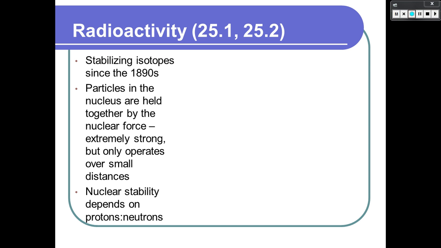But as elements get larger and larger, their nucleus gets larger, and they need more neutrons than protons. Because remember, the nuclear force only operates over small distances. So as that nucleus gets bigger, it's harder for the nuclear force to overcome the electrostatic force of those protons repelling. That's a lot I just said, so if that doesn't make sense to you, either look it up in your book, a great resource, or make sure to ask about it in class.